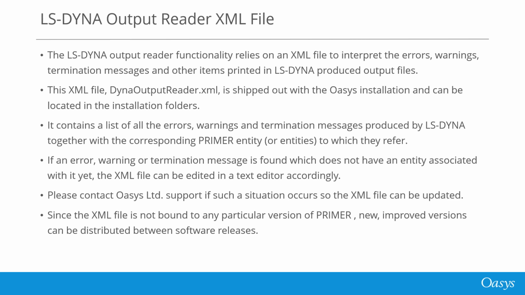If an error, warning, or termination message is found which does not have an entity associated with it yet, the XML file can be edited in a text editor accordingly. You can also contact Oasys Limited support channels if such a situation occurs so that the XML can be updated. Since the XML file is not bound to any particular version of Oasys Primer, new and improved versions can be distributed between different software releases.